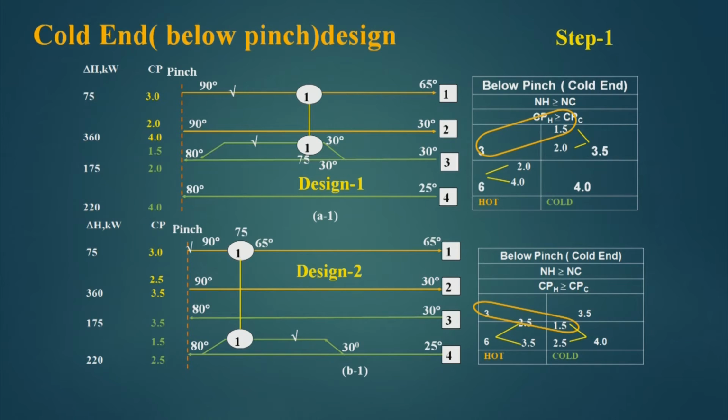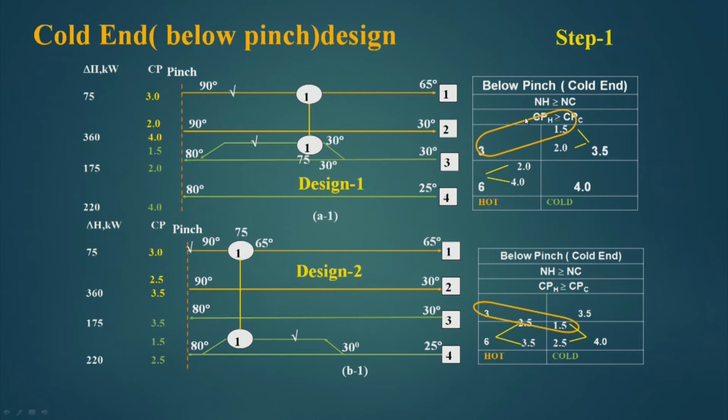Now, we will go for the cold end design. Now, in the cold end design, if we see, the rules have been reversed. Here the number of hot streams should be more or equal to number of cold streams, and Cph should be greater than or equal to Cpc.